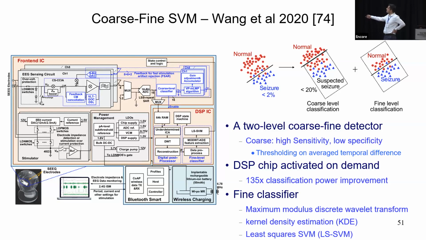This coarse classifier, which conceptually is shown here, is trying to put the decision boundary very conservatively so that they can capture all the seizure data without missing any of them, but they don't care too much about the false positives. If they suspect an upcoming seizure with the coarse classifier, then at that point they trigger this DSP IC where they have the fine classifier, which burns a lot more power, but it only turns on, if I don't make a mistake, 15% of the time. So by doing that, they could achieve more than 2 orders of magnitude improvement in classification power.